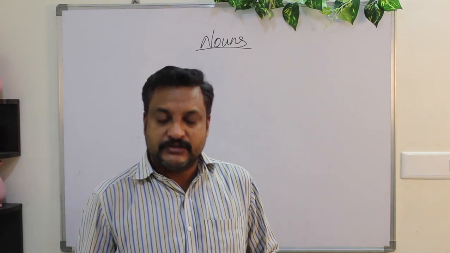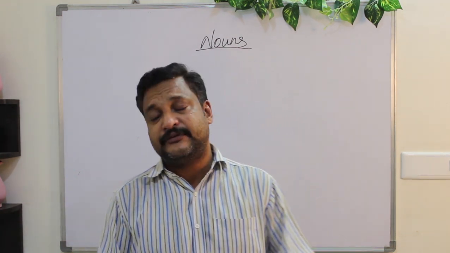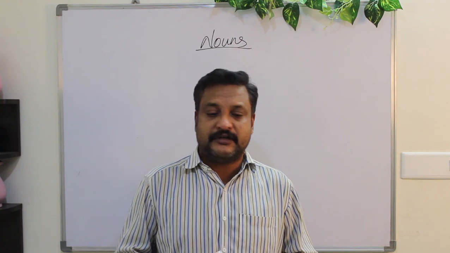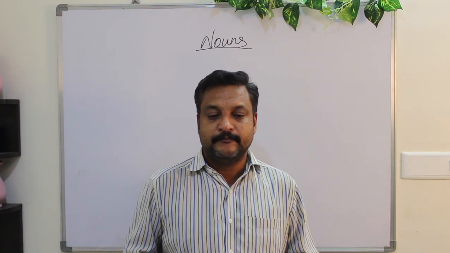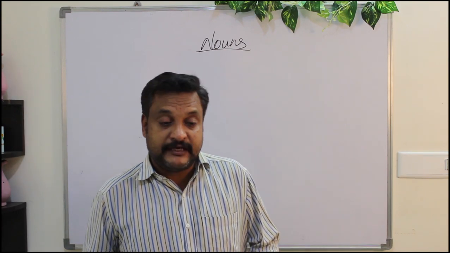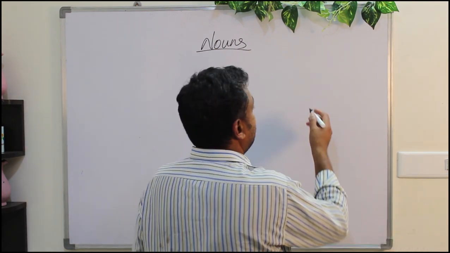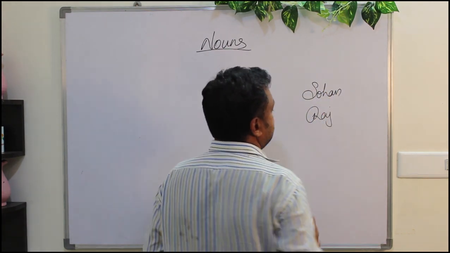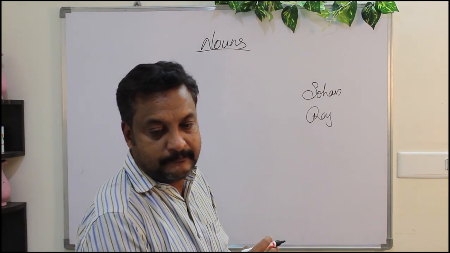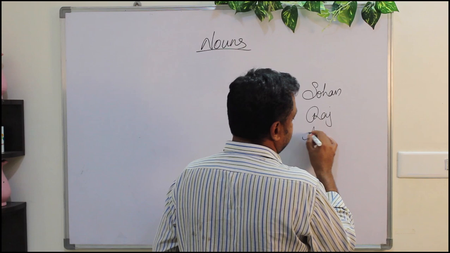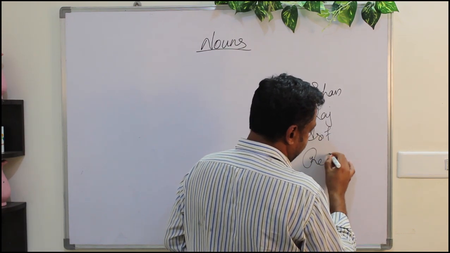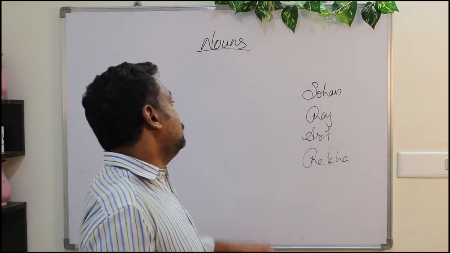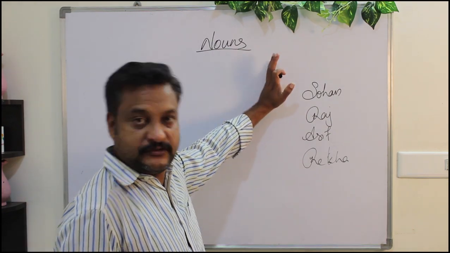Good morning children. In the last class we saw these three friends going to the house of Sohan and spending a whole day there. In that lesson we came across some names like Sohan, Raj, then there were two girls, Asif, Rekha, isn't it? All these friends came to the house of Sohan.